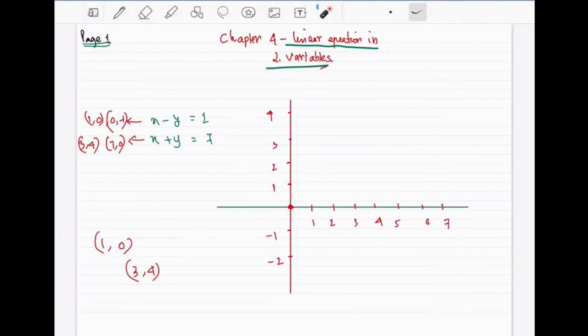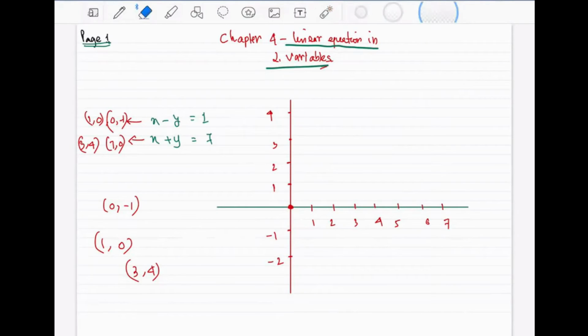0, 0 means on the x-axis, you are not going anywhere. So 0, minus 1. On the x-axis, you are not going anywhere because the x-coordinate is 0. So you have to put your point here. Minus 1. If there is a negative sign, you have to go negative. That means downward direction in the y-axis. How much? 1. So here is your 0, minus 1.